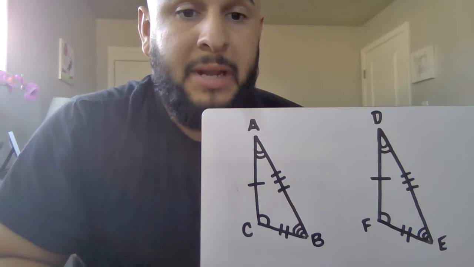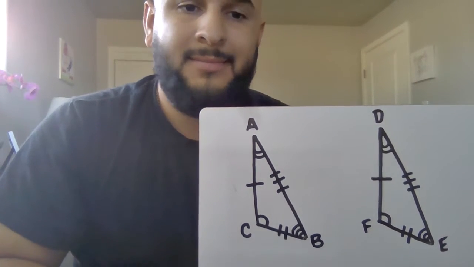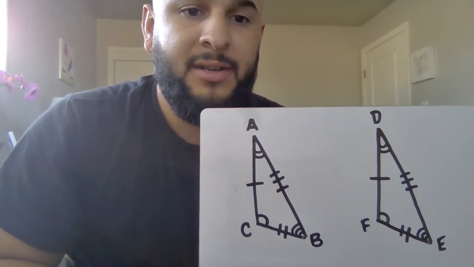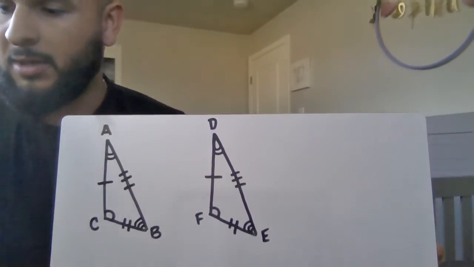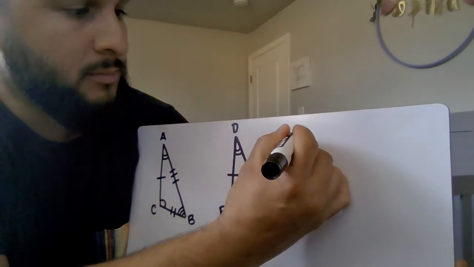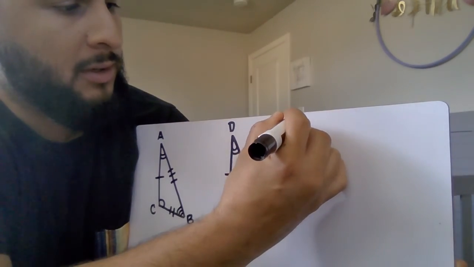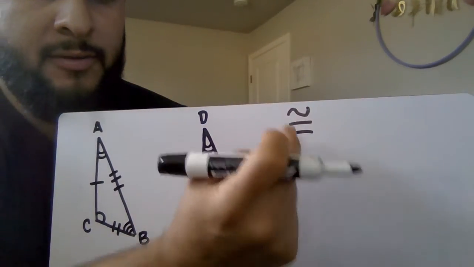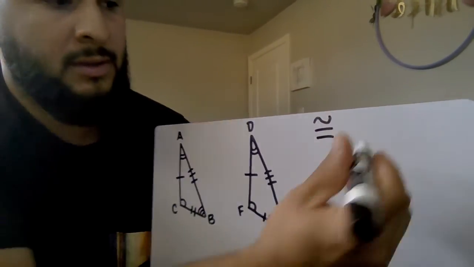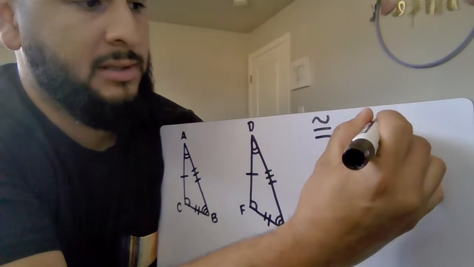I'm going to review a couple of naming conventions. I did my best to try and draw some congruent triangles. Let's review what the word congruent means. The symbol for congruent is an equal sign with kind of like a tilde over it, a little swerve. Okay, this means congruent.